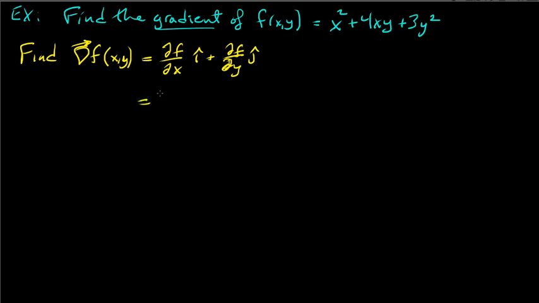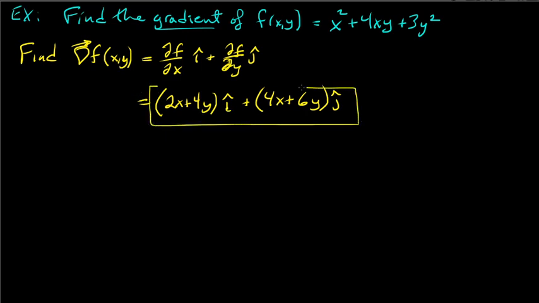The x partial, you just get 2x plus 4y. So that's the i component. Plus, now with respect to y, you get 4x plus 6y. And that's the j component, the y component. So there you go. That's the answer. Nothing else to do there. Now, this might look like a weird vector because it's a vector that depends on x and y.